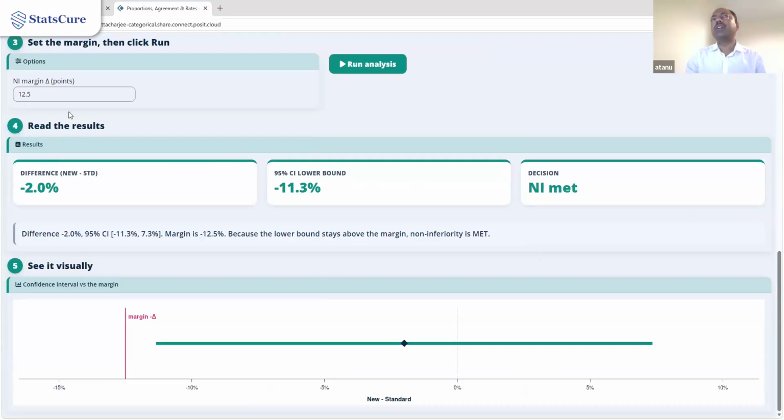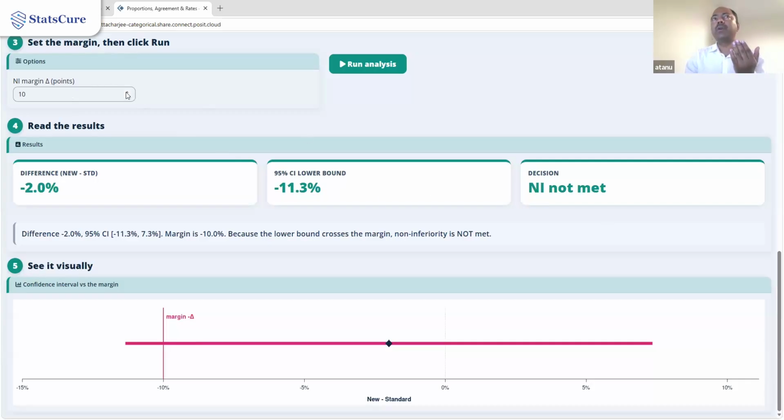So if we drop our non-inferiority margin, let's say to 10, and run the analysis, the confidence interval is coming to 11.3, but here it says non-inferiority margin not met. The non-inferiority margin we decided earlier, before collecting the data, we said our delta value is going to be 10%. But here it's never met, so it is beyond that difference, that's why it says not met.